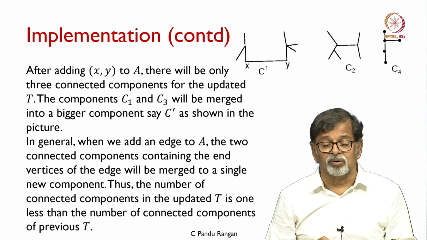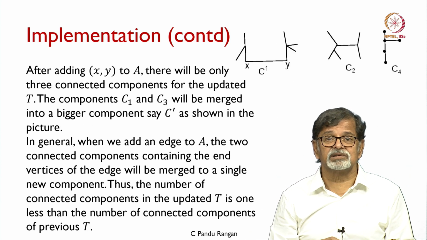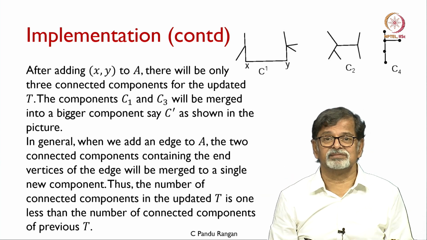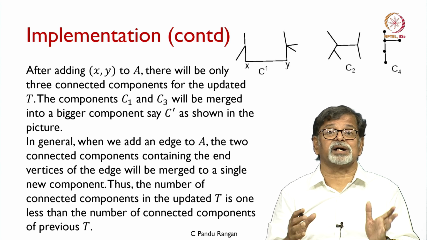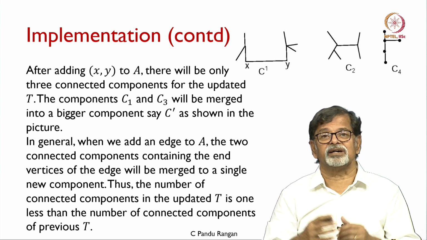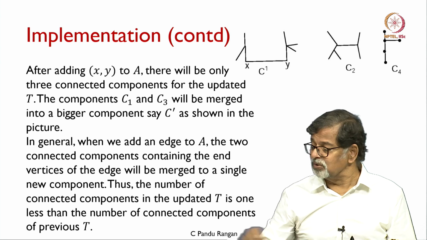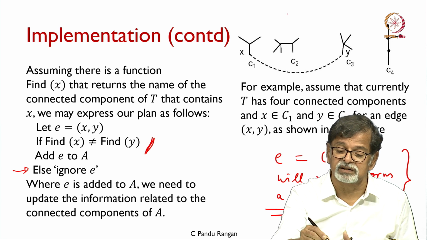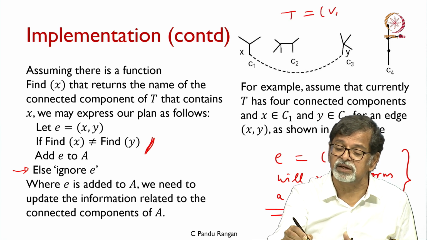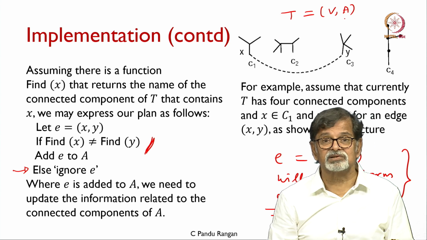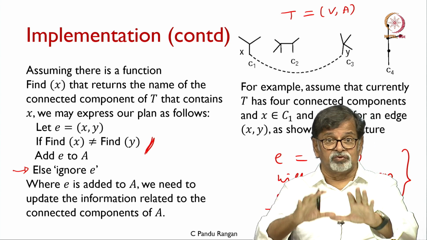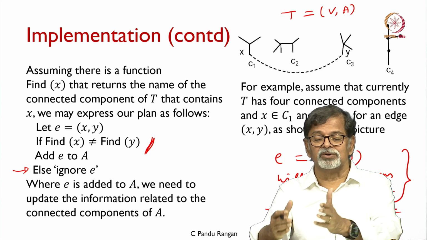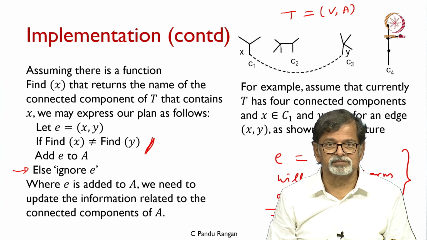Okay. Now, what is actually happening is, after you include the edge, A changes. A has now one more edge. Now, the connected components of TA are different. So, you look at this picture. In this picture, let us assume that this is TA, T equal to VA. A is the set of edges. This set of edges so far is forming 4 connected components. The 4 pieces C1, C2, C3, C4 are shown in the picture.